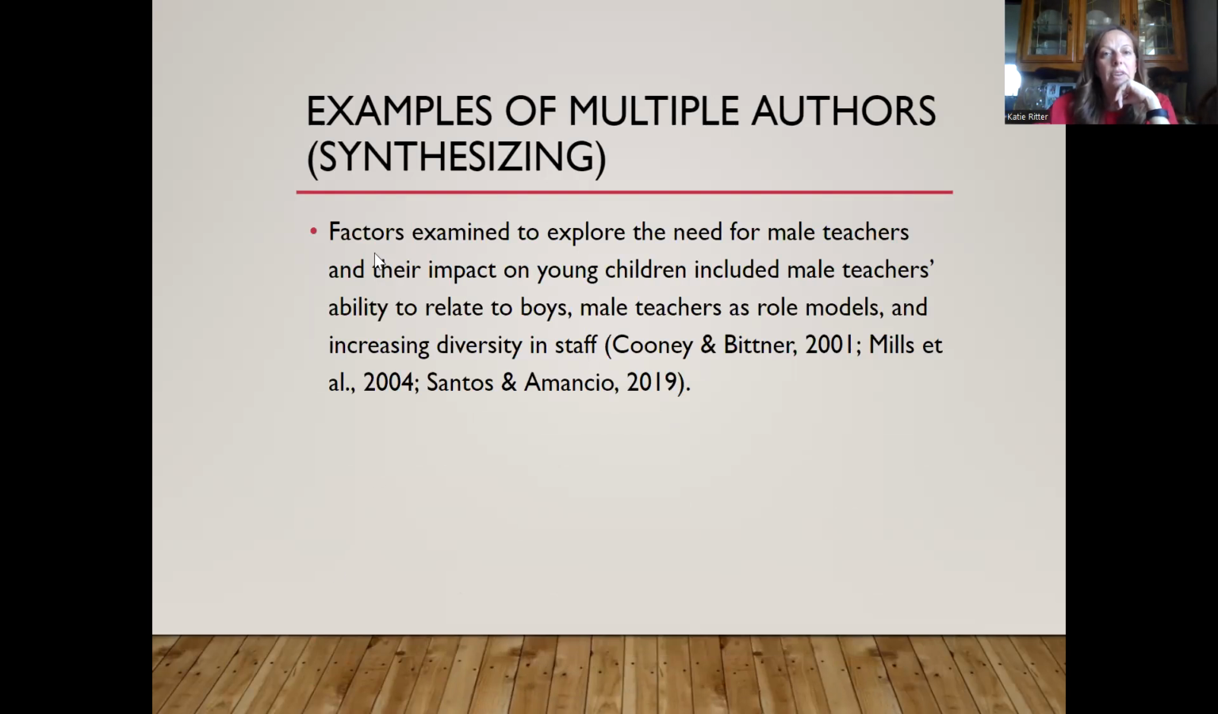So here's an example. Factors examined to explore the need for male teachers and their impact on young children included male teachers' ability to relate to males, male teachers as role models, and increasing diversity in staff. Those were 3 sub-themes that were cited within my paper. And then within the parentheses, these are the researchers that I pulled from. Cooney and Bittner, 2001. And you can see how I've shown that that's one research paper. Mills et al., 2004, and Santos and Amancio, 2019. So this is me synthesizing, taking information from 3 separate research papers.